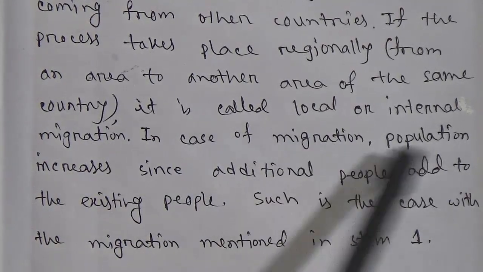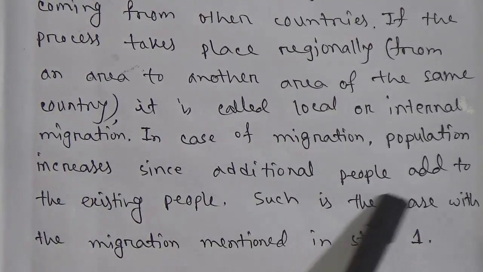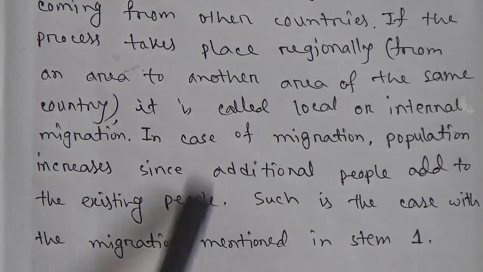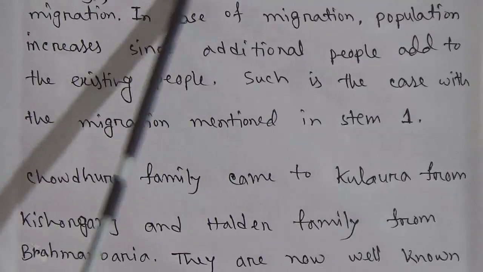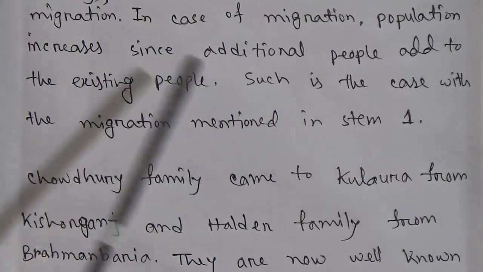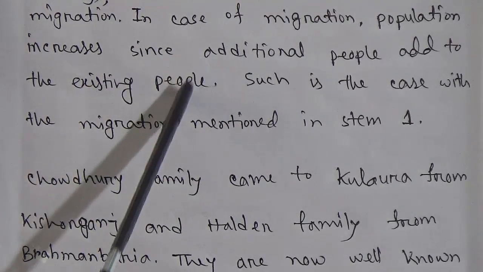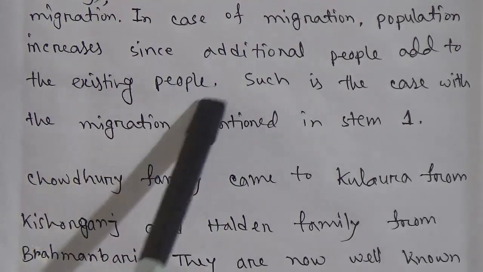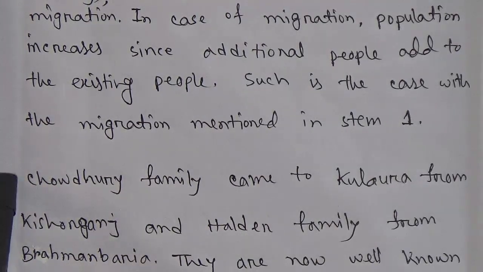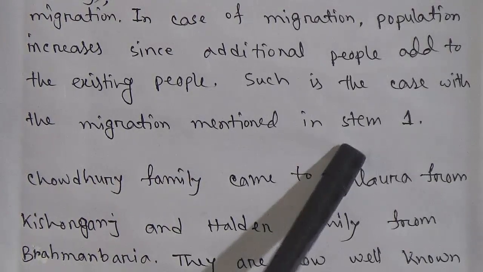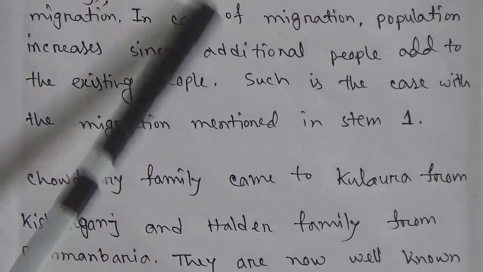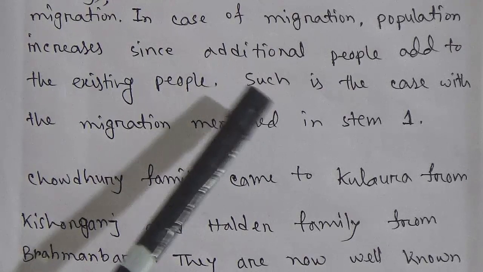In case of migration, population increases since additional people add to the existing people. As we discussed in the previous question, when some people are coming to our country, that is actually adding to the total population of the existing country, right? So such is the case with the migration mentioned in STEM 1. That is the actual case which is mentioned in STEM 1.